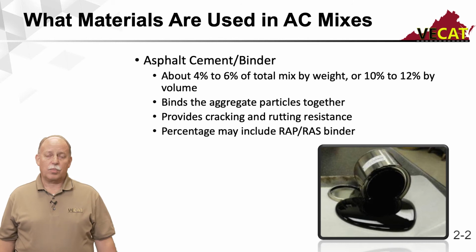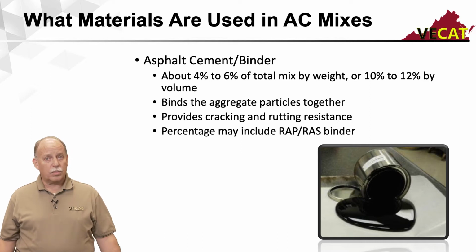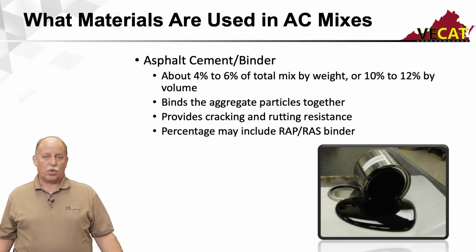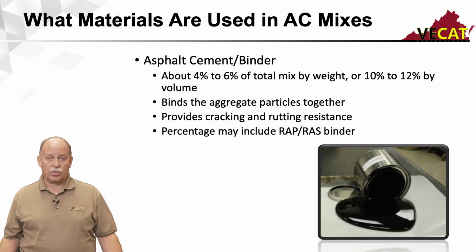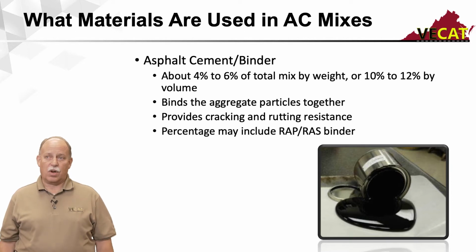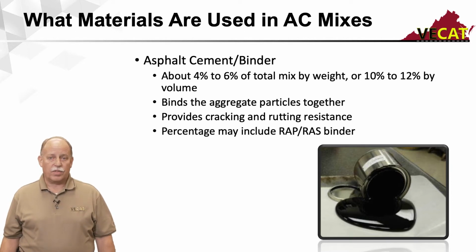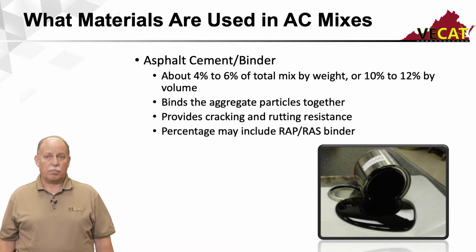So first, what materials are used in asphalt concrete mixes? Well, first and foremost, we have our asphalt cement or our binder. As you see in the bottom right-hand corner, it's a liquid product. It takes up about 4 to 6% of the total mix by weight, or 10 to 12% by volume. Again, if you think about weight versus volume, the product of asphalt concrete is put together with the aggregates and the binder, and it has air in it as well, so it's going to take up volume. That air takes up a volume. So 10 to 12% of that mixture is asphalt binder.